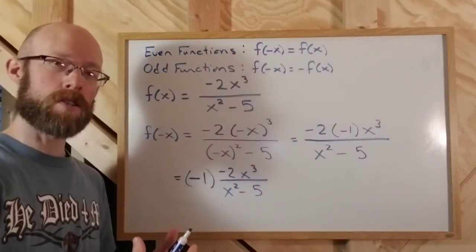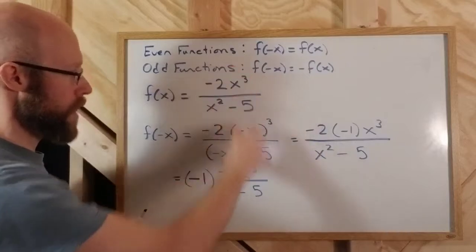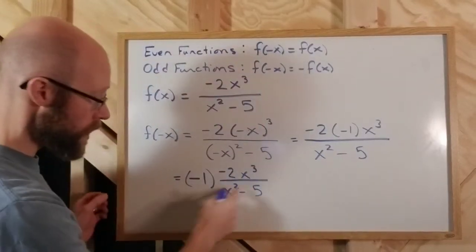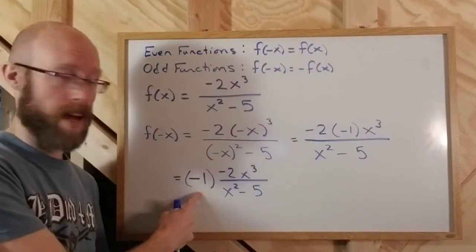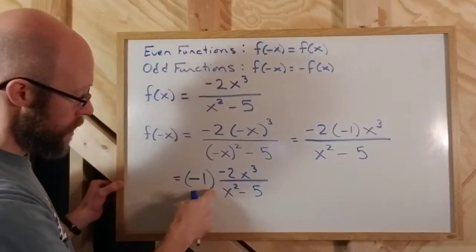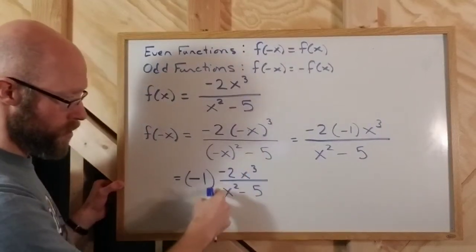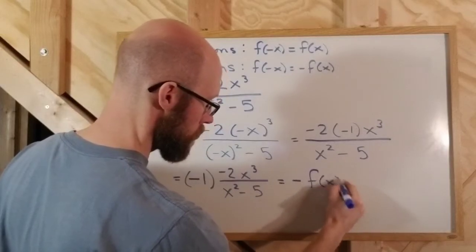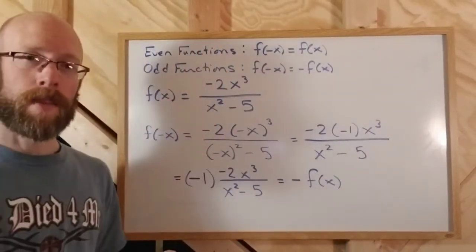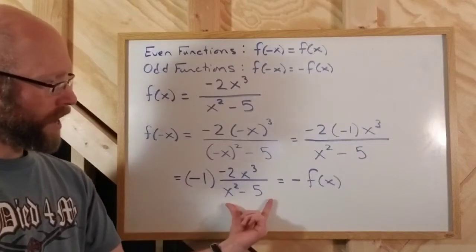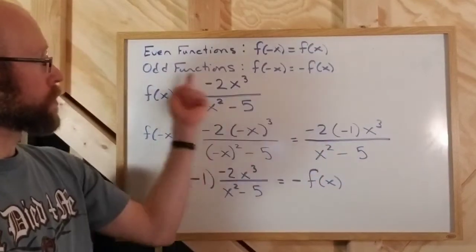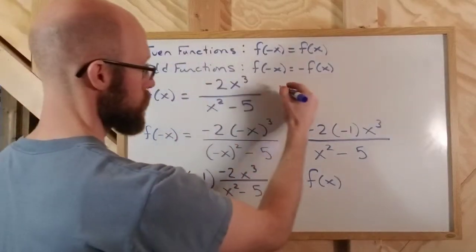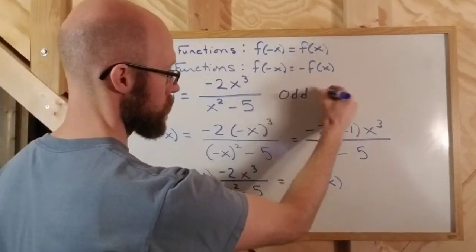However, it's useful because I can now see that this fraction matches the original fraction. Okay? So what I'd like to do is try to figure out how to get the original function back into this new one. And I can do that just by pulling out this negative 1 factor. In the end of the day, this is the original f of x, so this is equal to negative f of x. Okay? And so if I have negative f of x as my result, I must be looking at an odd function.